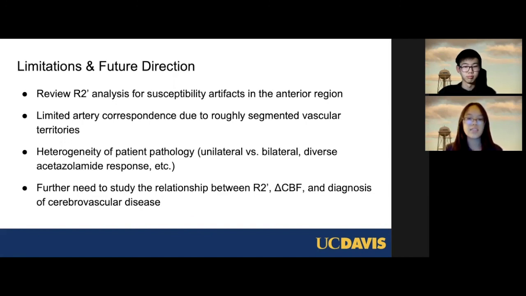Additionally, as the cerebrovascular arteries were separated discretely by spatially determined ROIs, this may limit functional interpretation of our designated vascular territories. Heterogeneity of the Moyamoya cohort, such as unilateral versus bilateral status and diverse acetazolamide response, could contribute to the potential of collaterals or other confounding variables which could impact analysis and generalizability of results. Therefore, there is further need to study R2' in relation to perfusion status as well as cerebrovascular pathology.